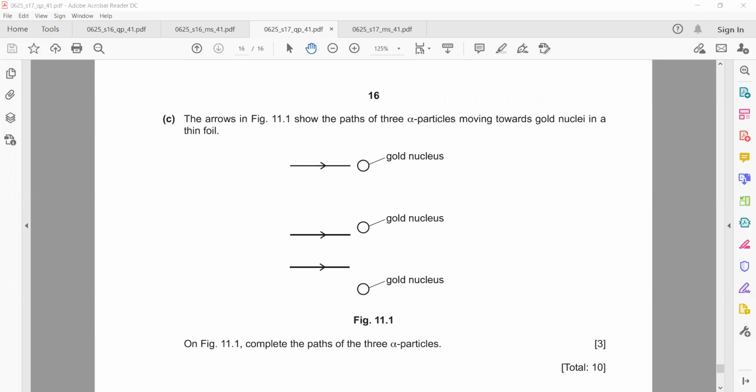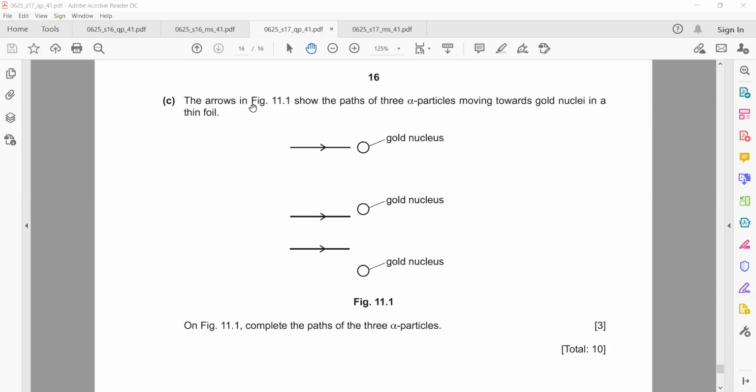question. This is a Rutherford experiment. The arrow in figure 11.1 shows the path of an alpha particle moving toward the gold nuclei in a thin foil. On figure 11.1, complete the path. Alpha particle 1 is actually hitting the nucleus.